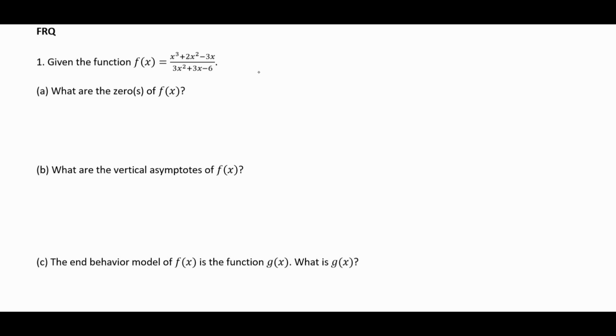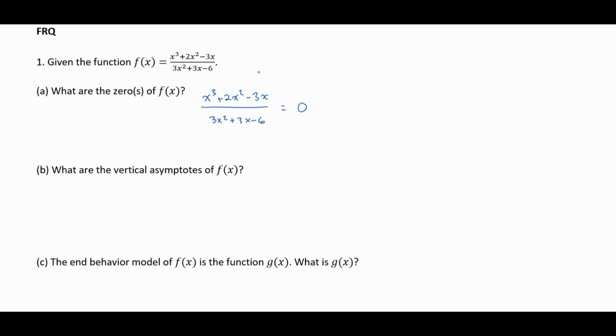So here we're given the function f of x. We know it's x cubed plus 2x squared minus 3x over 3x squared plus 3x minus 6. We want to know what are the zeros of f of x. So with zeros, we're setting our function equal to 0. So x cubed plus 2x squared minus 3x all over 3x squared plus 3x minus 6 equals 0.